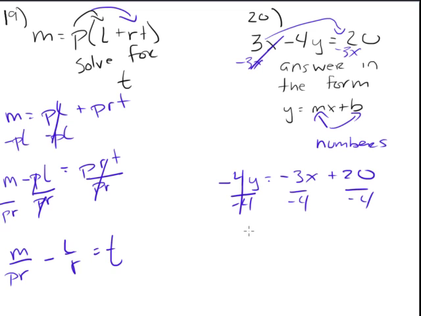That's gone. And I'm left here with y. Negative and a negative becomes a positive, so it's going to be positive 3 over 4 x. Oh, sorry, 3 over 4 x. And then positive and a negative, negative 20 divided by 4, it's a negative 5.